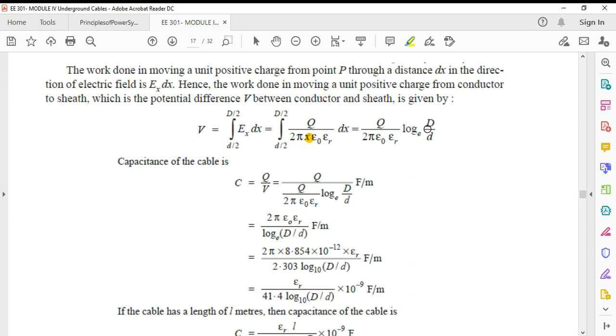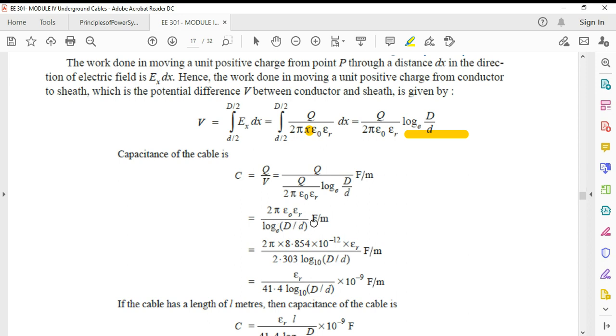So log x from d by 2 to D by 2 is log D by d. This is the potential difference. The capacitance is Q by V. Substituting the value of V, we get 2 pi epsilon 0 epsilon r by log D by d farad per meter.